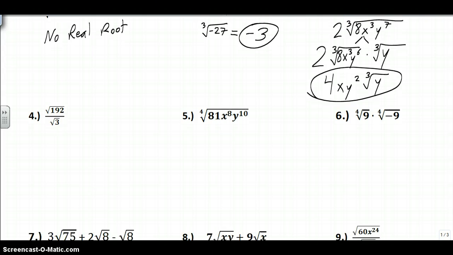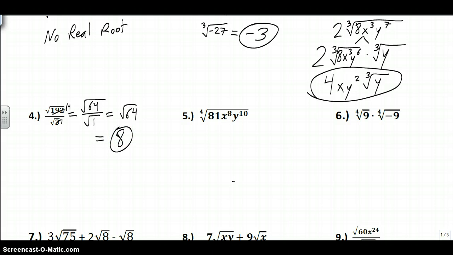Square root of 192 over the square root of 3. To start off, anytime you have these division problems, you're going to want to divide, okay? Reduce what you can. Well, 3 goes into itself once, so I get square root of 1 on the bottom. Square root of 192, if I divide it by 3, you get 64. Well, hey, this is just square root of 64. And that's just 8.